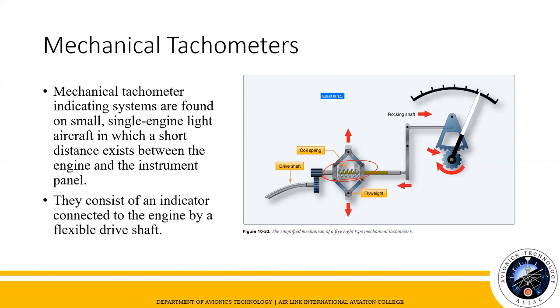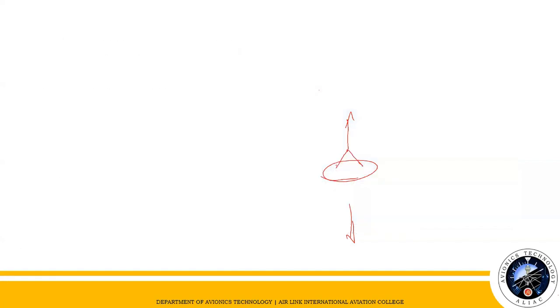Okay, kung ganyan siya, nakikita nyo, pag bumibilis siya, is either umaangat yung flyweight or bumababa. So, the amount of movement of the flyweight is nagtatransmit dun sa gear mechanism ng pointer. So, the pointer rotates to indicate this movement on the tachometer indicator, which is directly related to the RPM of the engine.